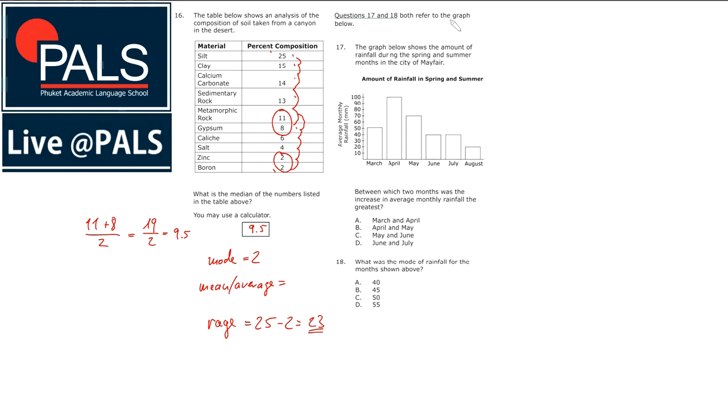Question 17 and 18 both refer to the graph below. The graph below shows the amount of rainfall during the spring and summer months in the city of Mayfair: March, April, May, June, July, August, spring and summer. Between which 2 months was the increase in average monthly rainfall greatest?